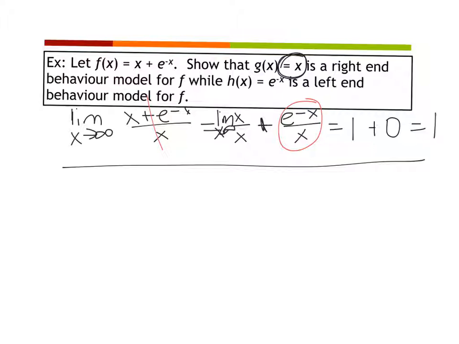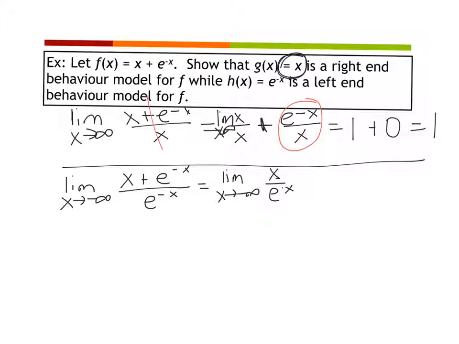Now, if we do the same thing but with the left end behavior model, so x approaches negative infinity of f of x, so x plus e to the negative x over e to the negative x, equals, now I have the limit as x approaches negative infinity of x over e to the negative x plus e to the negative x over e to the negative x, which is just 1. So I know the second part of that is 1. The second part's easier there.